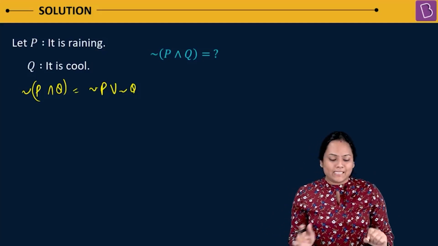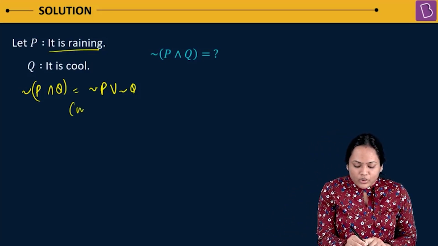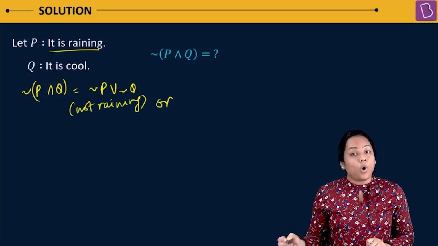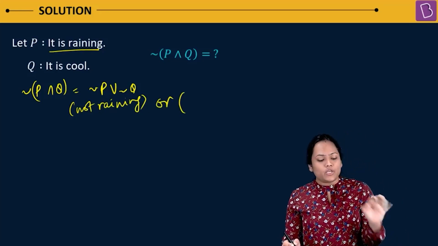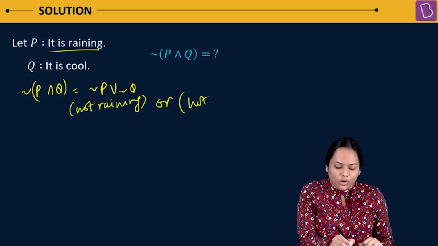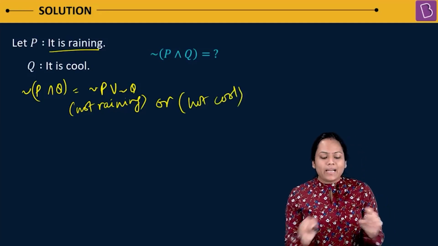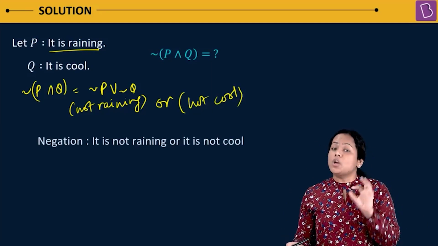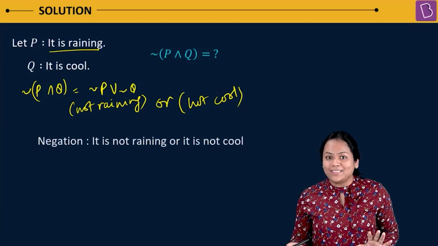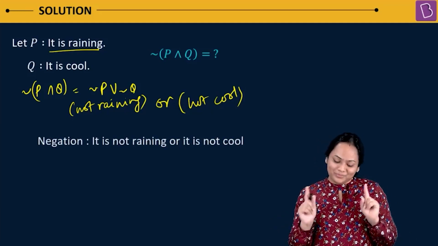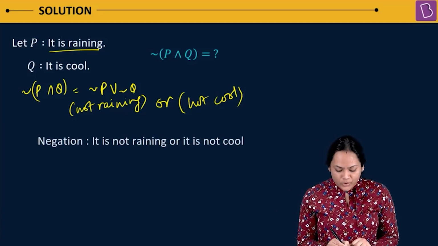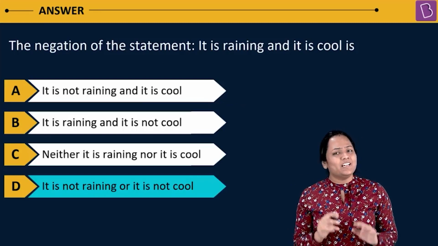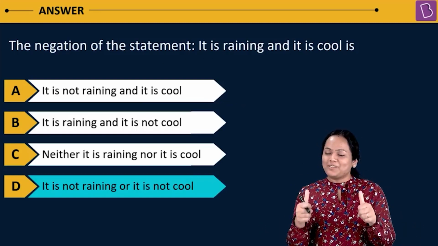Now I have to write this in statement form. So if P says that it is raining, that means negation of P is going to say that it is not raining. Then I'll use or. And similarly, my negation of Q is going to say that it is not cool, right? So when I write the entire statement, it's going to become the negation as it is not raining or it is not cool. Clear? Have you understood? Perfect. And now if we look at the options, we can definitely say that answer is going to become D. A really simple question, isn't it? Perfect.